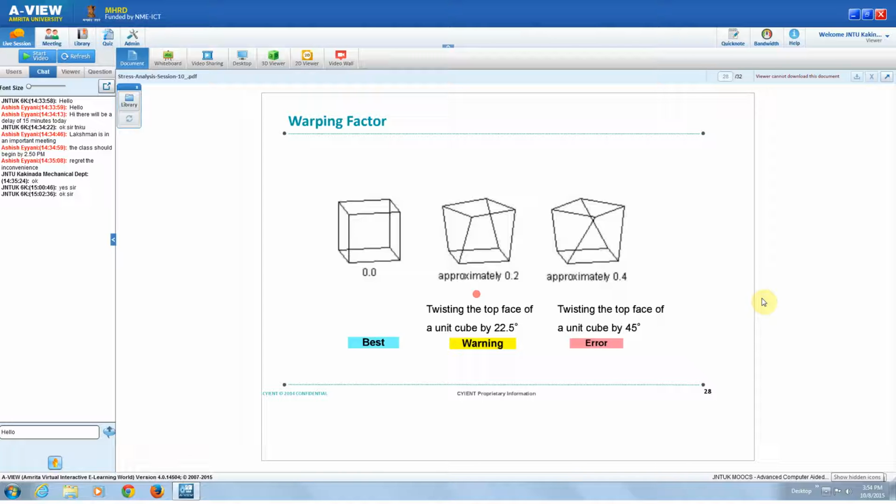So it is always advised to have the best elements around this location. Even if you have warning elements at this location, it's okay, because we are not very much interested in it. At our area of interest, it is always advised that we should have a very high quality mesh.